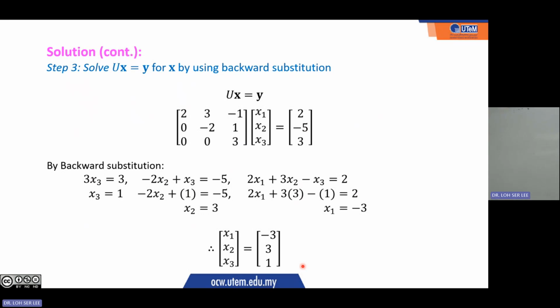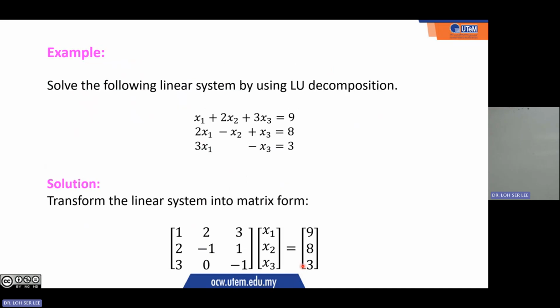So see, if what you obtain from the L and U is wrong, that means your Y will be wrong, and X will be wrong. So you need to decompose A into L and U carefully. Okay, this is another example. When you put this into a matrix form, this is the matrix form.